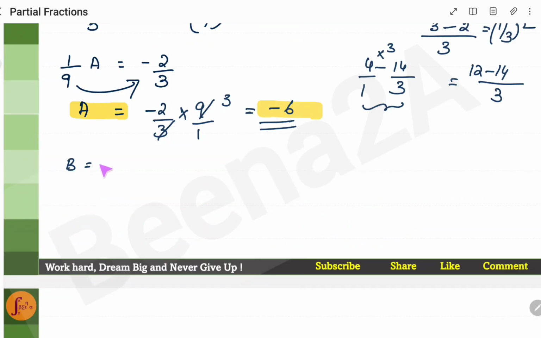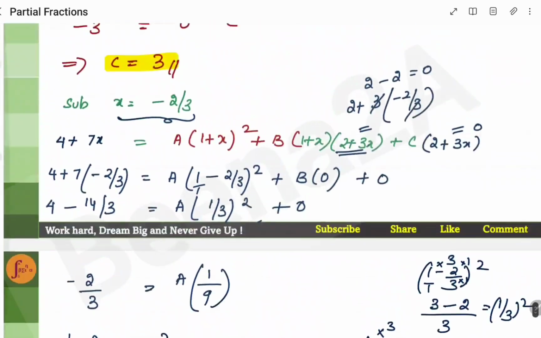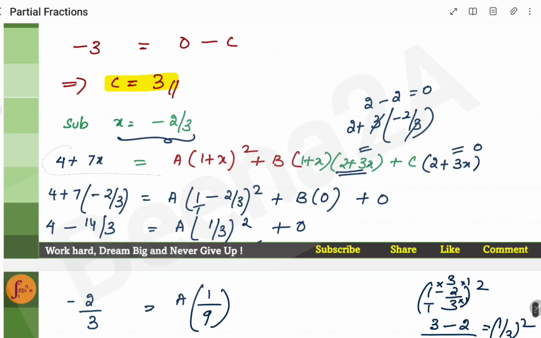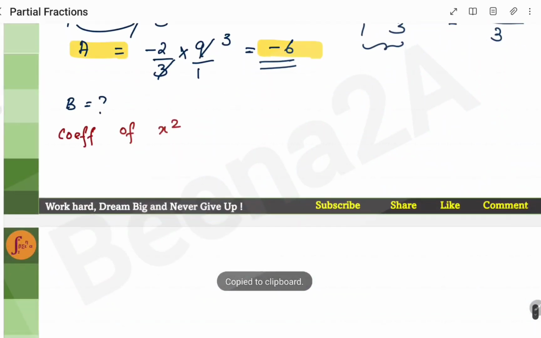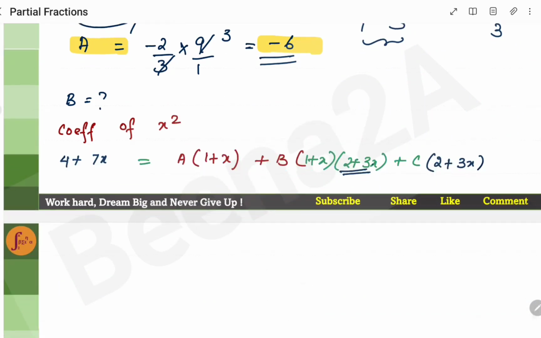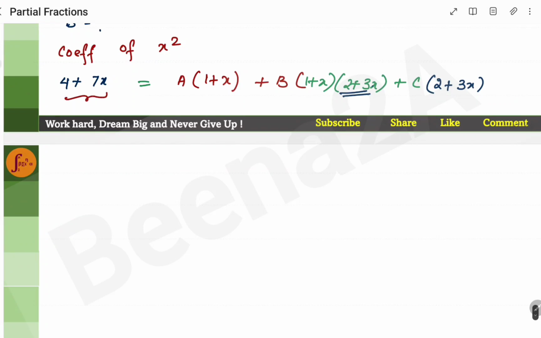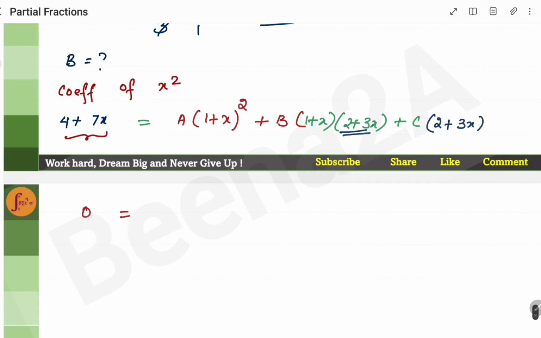Now let's find the value of B. So how do we find the value of B? We'll have to use the coefficient method. Coefficient of x square. Now what is the expression we have? This is the expression. In this expression we'll have to take the coefficient of x square. Now here there is no x square. So 0. Here this is 1 plus x the whole square. So when I multiply 1 plus x into 1 plus x, just multiply the x terms. X into x is x square. There is nothing here. So coefficient is 1.